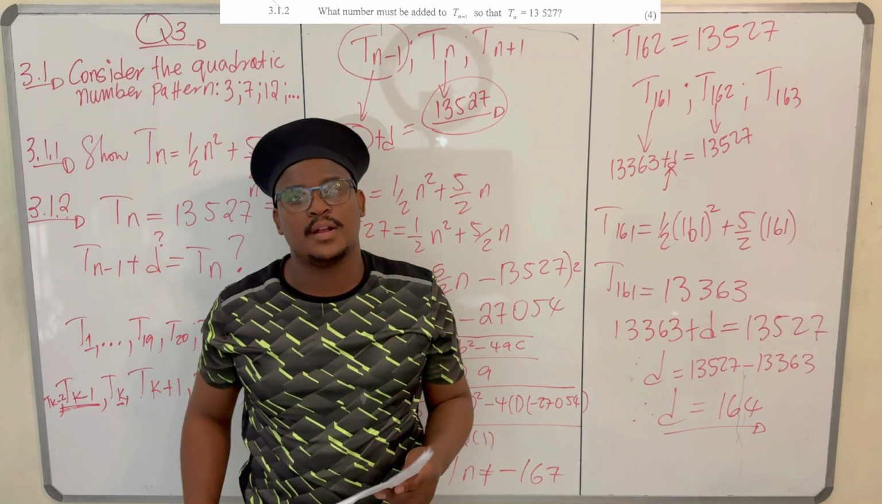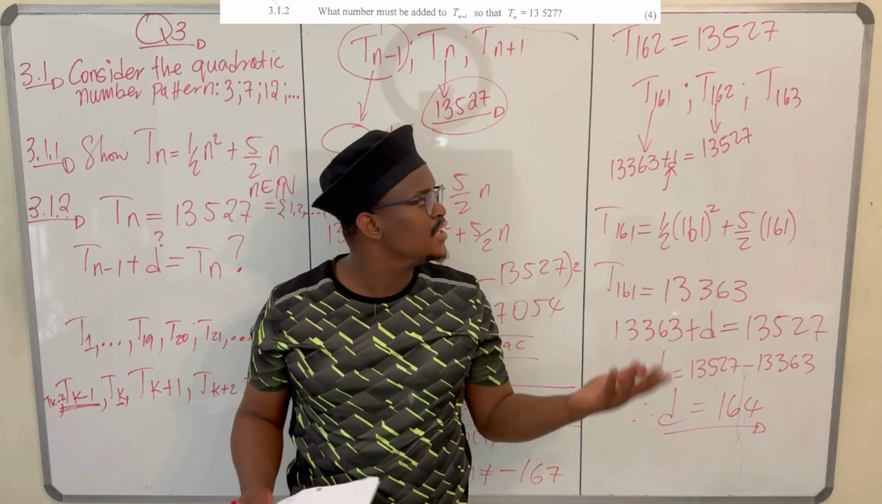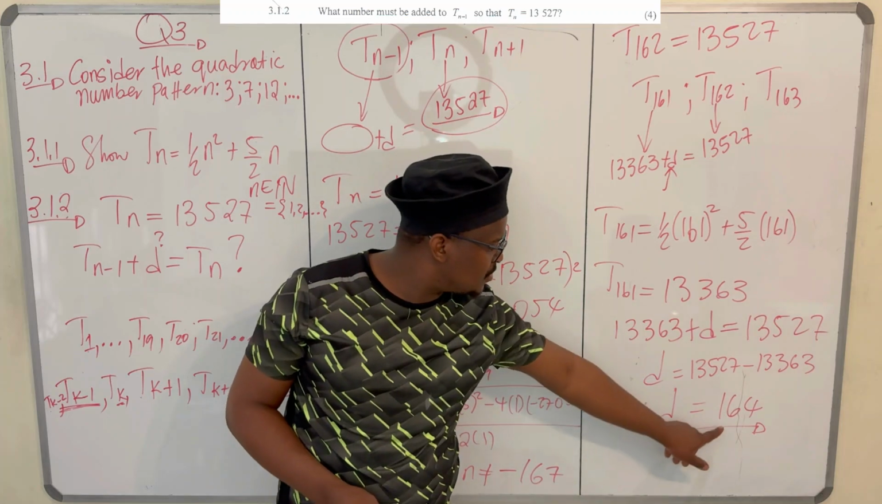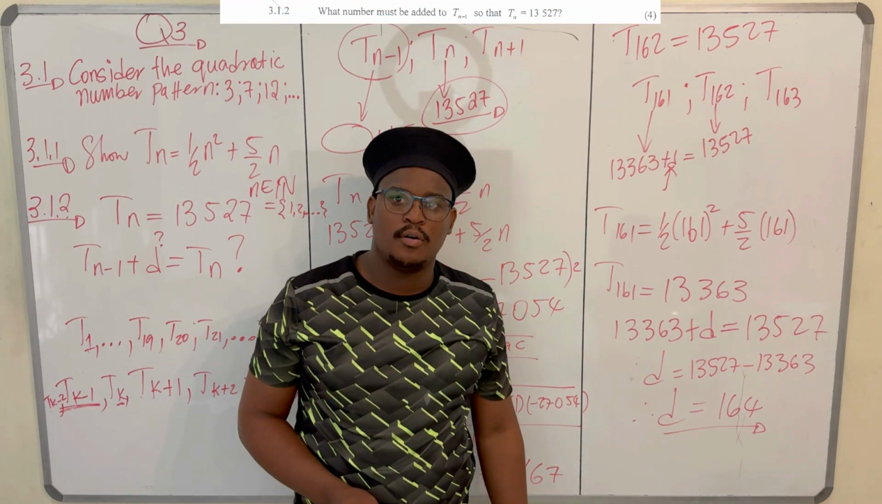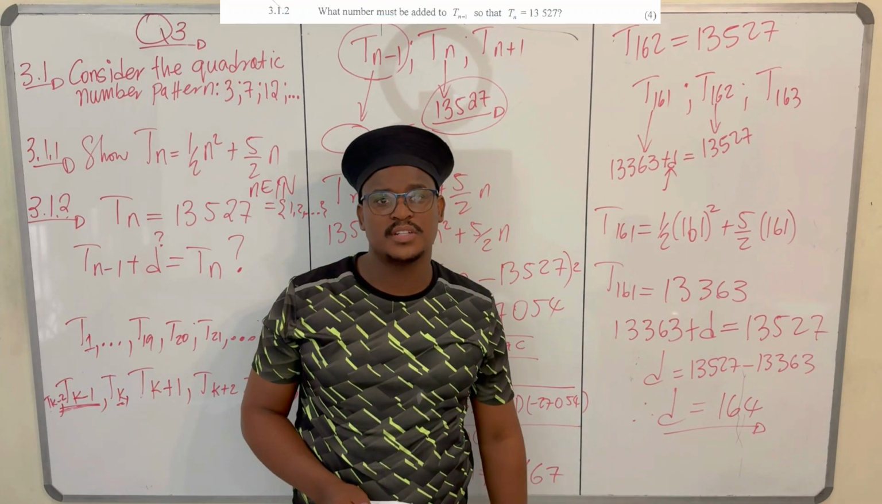So we're done with 3.1. So the value that must be added is 164. So I'm going to go to the next question. We're done here.